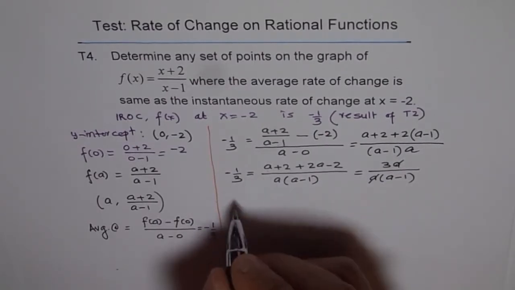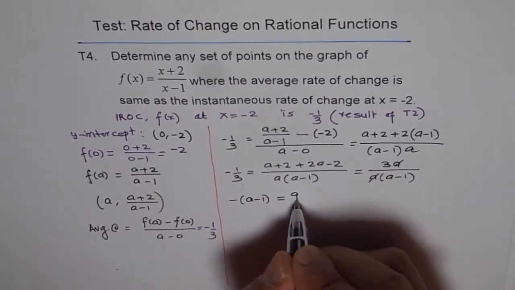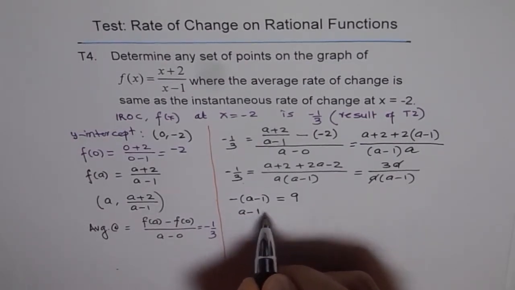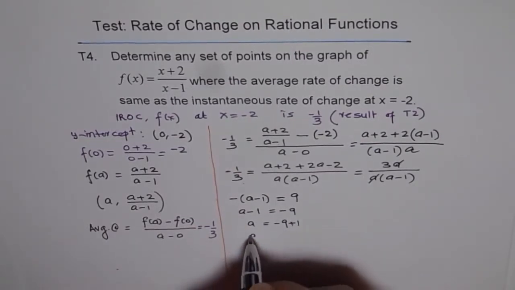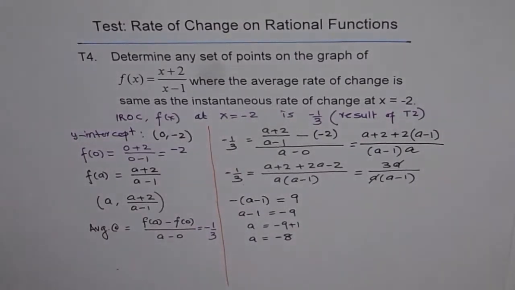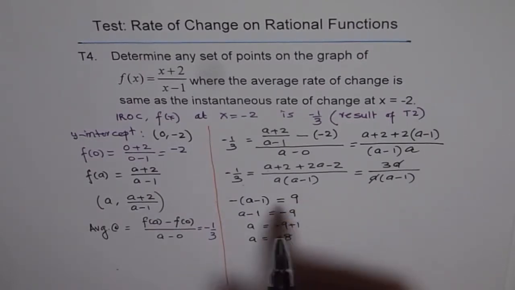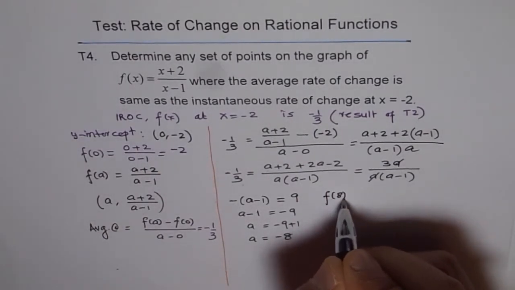So we bring this here, so we get minus of (a minus 1) equals 3 times 3, which is 9. So from here we can say, well, that means a minus 1 equals minus 9, and a equals minus 9 plus 1, or a equals minus 8. So we got the value of a which we wanted, right? So the other point for us is a is minus 8, correct? So to find what the y value is, you can always plug in minus 8 here and find the y value.